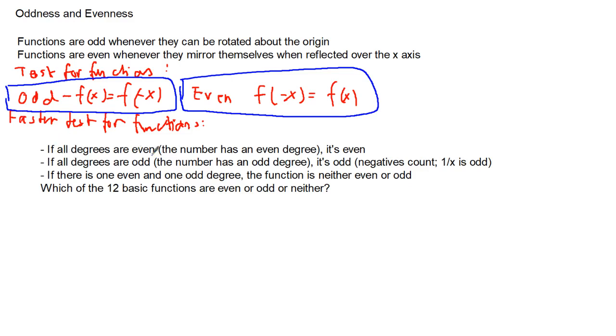So if all the degrees are even, the function has an even degree, and it's going to be an even function. If all degrees are odd, it's an odd function, right? The negatives count as well. So 1 over x is odd, 1 over x cubed is odd, 1 over x to the 5th power is odd, right? So it would be x to the negative 1, x to the negative 3, x to the negative 5. If there is one even and one odd degree, then the function isn't even, neither is it odd, right? So x plus 1 is not even or odd, because 1 has a 0th degree and x has a degree of 1.